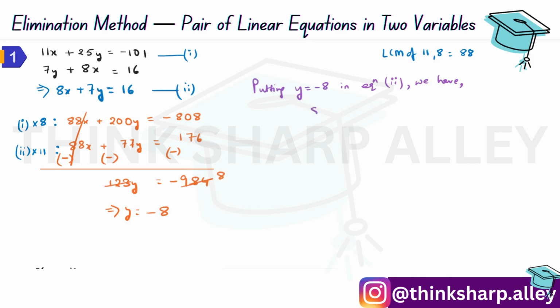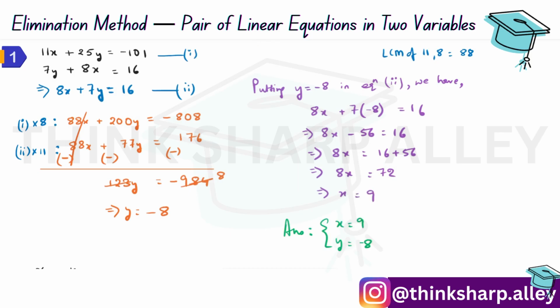We have 8x plus 7 into minus 8 equal to 16. Right? So 8x minus 56 equal to 16. 56 goes that side, so 8x equal to 16 plus 56. So that gives me 72. So x is equal to 9. So I hope you have understood how we use the elimination method to solve the system of linear equations. Now let us see another example.